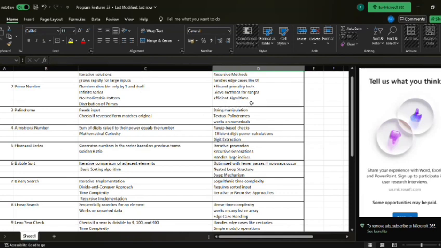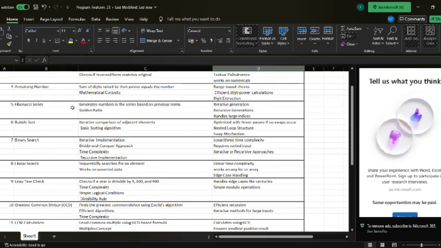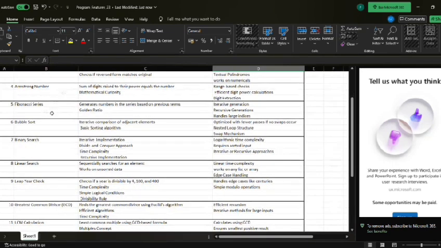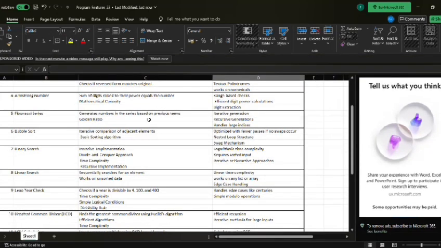3. Palindrome. Reads the same forward and backward: this is the core characteristic of a palindrome, applicable to both strings and numbers. String manipulation: palindrome checks often involve manipulating strings or numbers to compare them in reverse order. 4. Armstrong number. Sum of digits raised to their power equals the number: this is the defining property of an Armstrong number, also known as a narcissistic number. Digit extraction: calculating an Armstrong number requires extracting individual digits from the number and performing operations on them.